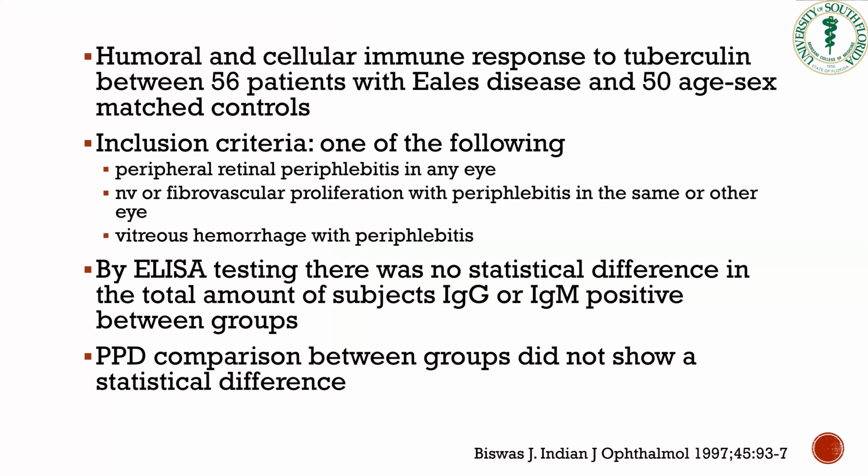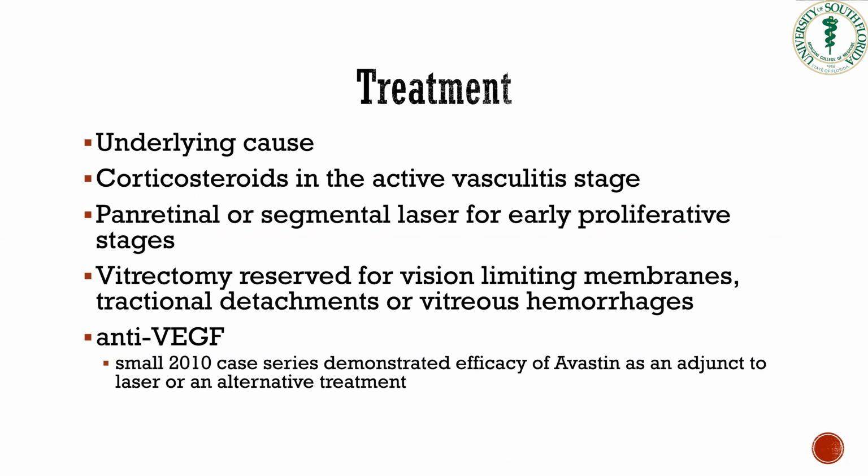One case series, one of the more well-designed ones, examined both the humoral and cellular response to tuberculin in 56 patients with Eales disease and 50 age-matched controls. And it found that there was no statistical difference in both the ELISA testing or the PPD testing for Eales disease, even further calling that association into question. So we would recommend that you treat the underlying cause for this.